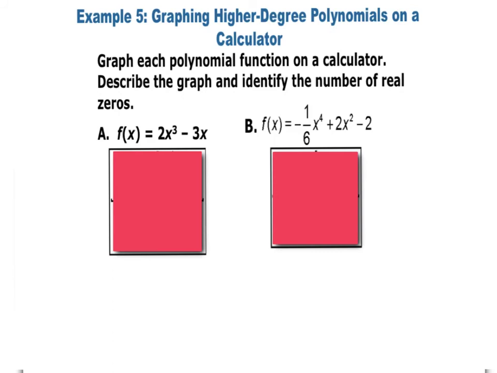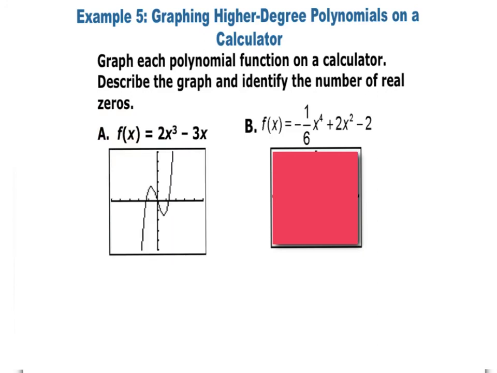Okay, so I want you to take your device and plug this in for your function in the graphing part of it. When you graph it, we're going to see just what that looks like. So pause it and go ahead and graph it. Okay, now that you graphed it, your graph should look like mine right here. They're asking you not only to graph it, but they also want you to describe the graph and identify the number of real zeros. That's what we're going to do here.